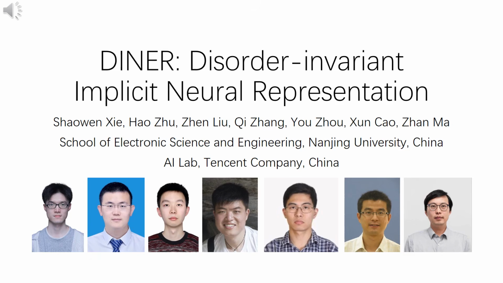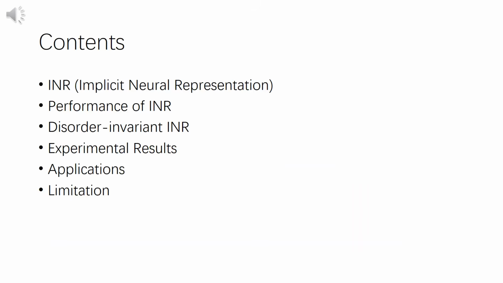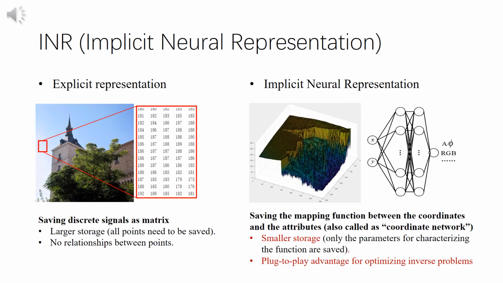In this talk, we will introduce our recent CVPR work, DINER, Disorder Invariant Implicit Neural Representation. The contents include 5 parts. The first question is, what is implicit neural representation? Let's revisit the traditional explicit representation. Traditional representation saves the information of a signal as a matrix.